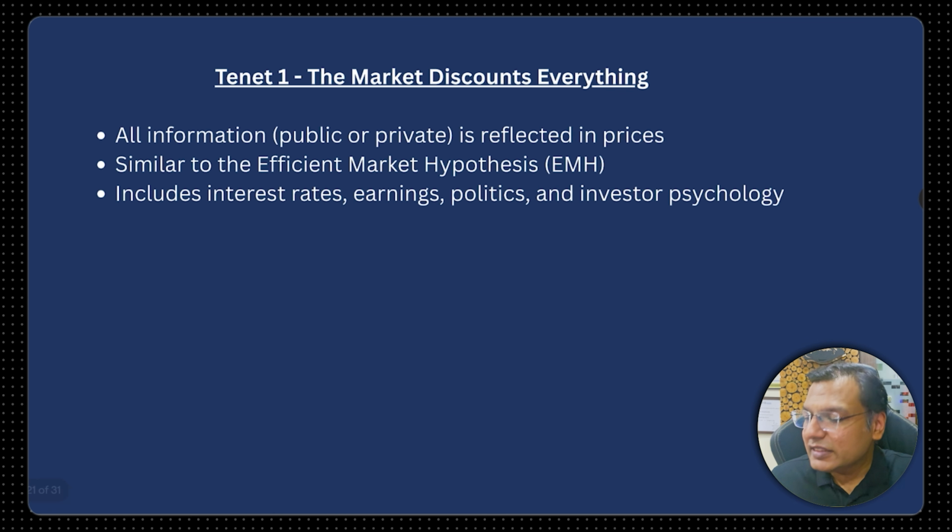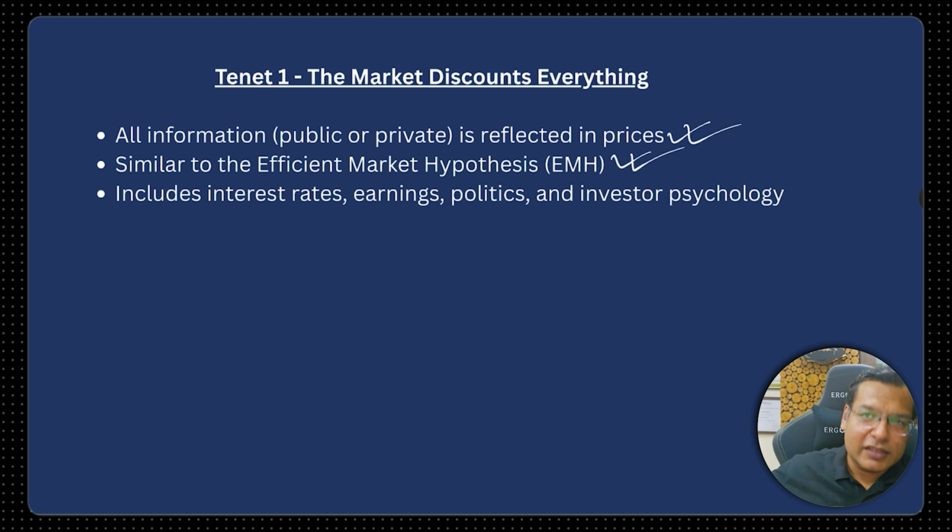So the first tenet says that all information, whether public or private, is reflected in the price, right? Similar to the efficient market hypothesis. Now, what is the efficient market hypothesis? It is covered in the following chapters. We will go through it. And it includes interest rates, earnings, politics, investor psychology, everything. So whatever, as I told you, whatever you see, hear, read, or listen to is already discounted in the price. It's already there in the price. So do not follow the media. Do not follow anything, right?